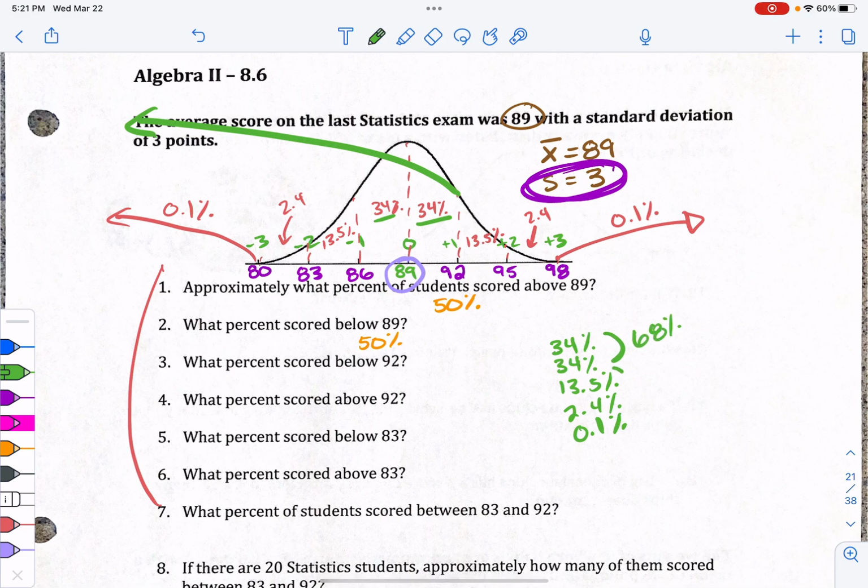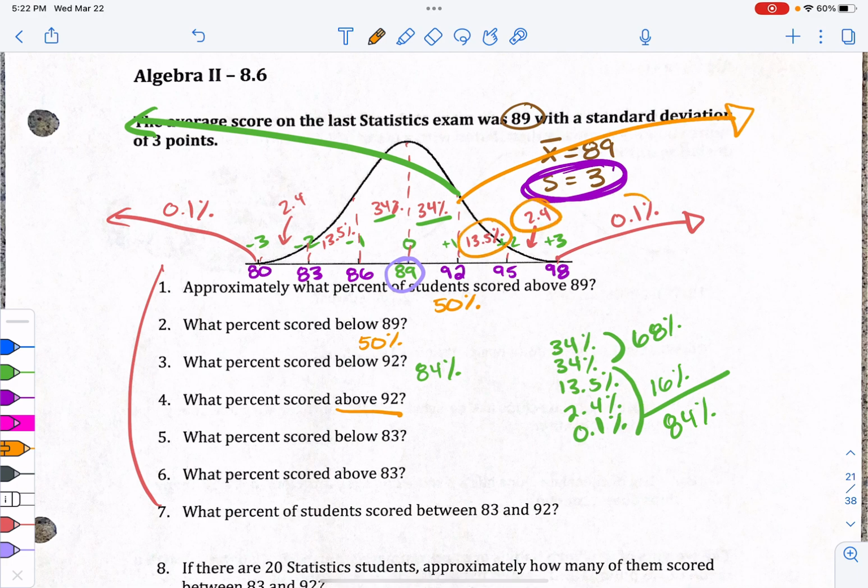I think we did one yesterday where we added these three and that ended up being 16%. So if I combine those, that would be like 84% if I add all those together. Okay, 84%. Now, I probably could have done that easier, especially since number 4 asked above 92. Above 92 is these, and it's just those three added together. So you could have just added those three and found that that was 16%.